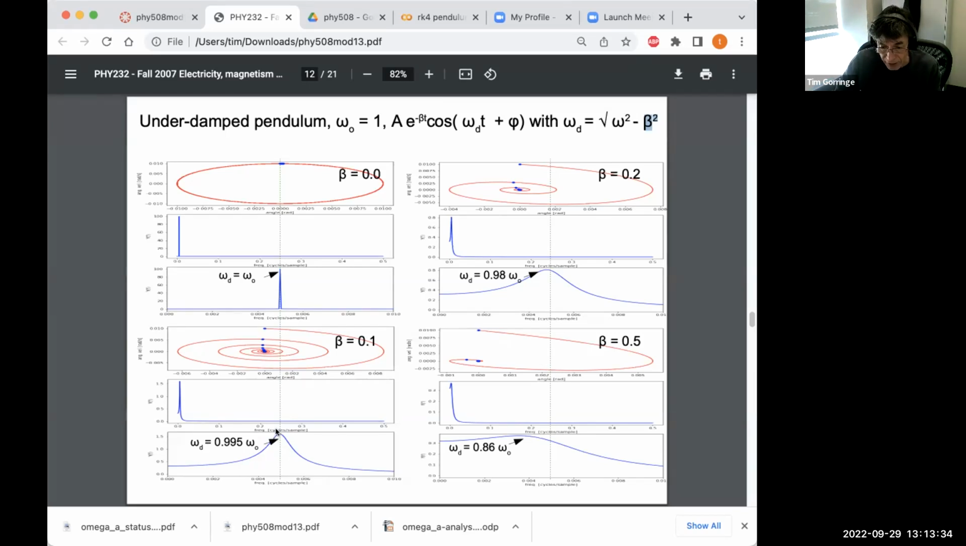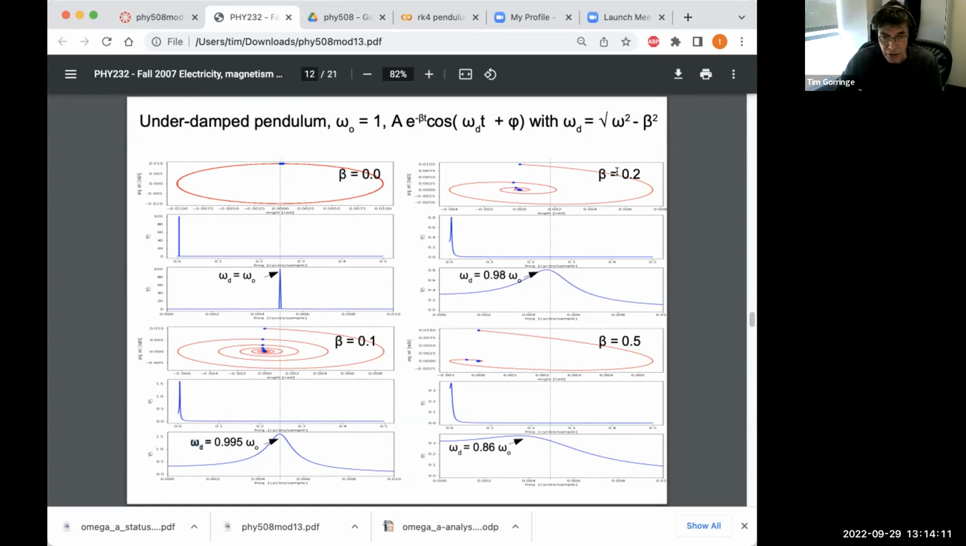Its central value looks to be almost the same as the natural frequency, and actually is in this case almost the same. Since beta is just 0.1, then if you calculate the square root of omega squared minus beta squared, the damped frequency is different from the natural frequency, the undamped pendulum, by only 0.5%. So a very small effect. We can't even see it on this plot.